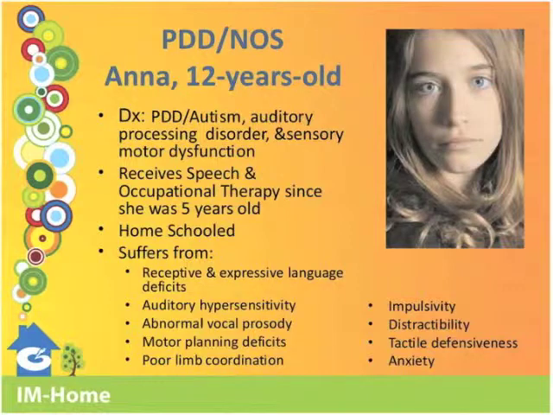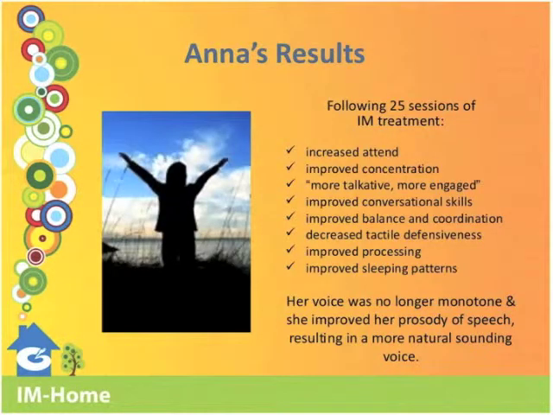She suffered from these areas, which is why she was exploring Interactive Metronome Home as a treatment tool. She was suffering from receptive and expressive language deficits, auditory hypersensitivity, abnormal voice prosody, motor planning deficits, poor limb coordination, impulsivity, distractibility, tactile defensiveness, and anxiety. That's a pretty big list for a child who's 12 years old going into adolescent years.